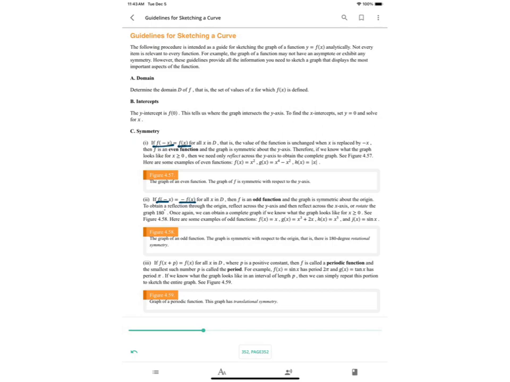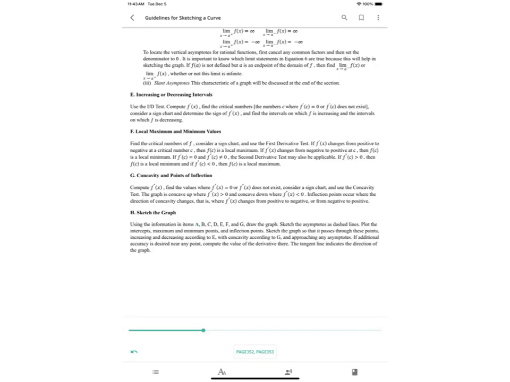You would want to know if it's a periodic function. If they ask you to graph a trig function, you want to know, is it on 0 to 2 pi that it completes its whole period, or is it on 0 to pi? What has a period of only pi? Tangent and cotangent.